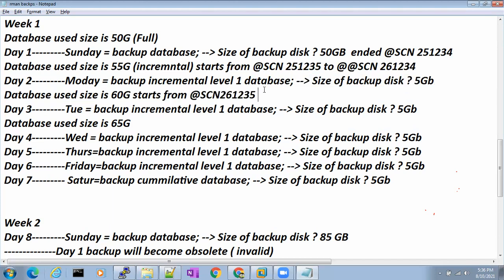So SCN is the reference point. How does this Tuesday RMAN backup know that I have to take only the changes? It will take the reference point as the SCN number. The last backup ended at this SCN number 1, 2, 3, 4, so I have to start taking from 1, 2, 3, 5 today. So the reference point is SCN number for RMAN. Understand, everyone?